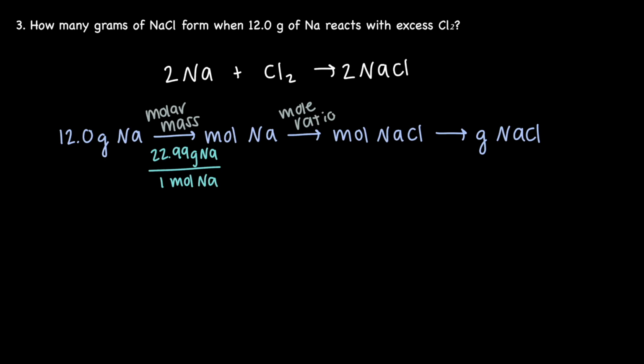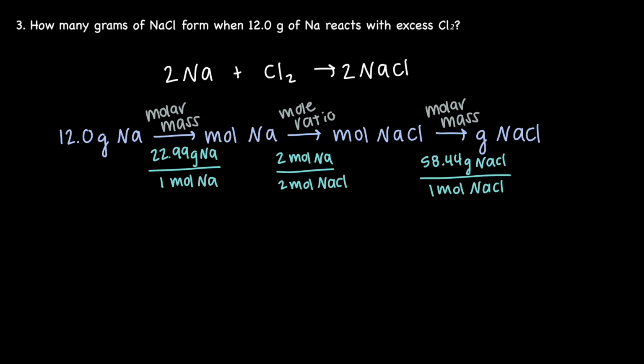Next, we need to convert from moles of sodium to moles of sodium chloride using the mole-to-mole ratio from the balanced chemical equation. Looking at the balanced equation, the coefficients are 2 sodium and 2 sodium chloride. So the mole-to-mole ratio is 2 moles of sodium for every 2 moles of sodium chloride. From moles of sodium chloride, we can next convert to grams of sodium chloride using the molar mass. Sodium chloride has 1 sodium and 1 chlorine, giving a molar mass of 58.44 grams of sodium chloride for every 1 mole of sodium chloride.